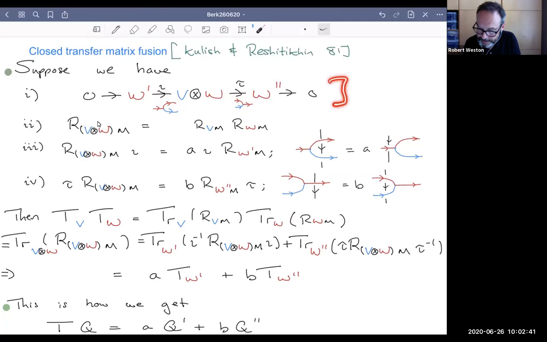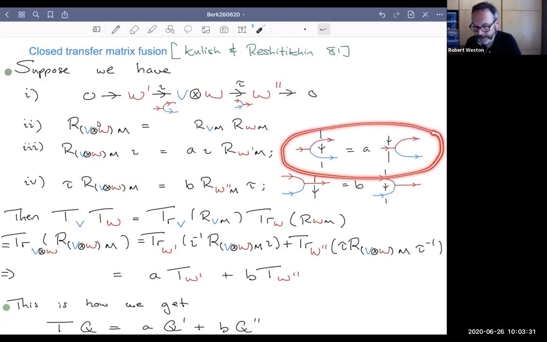Okay, so suppose we have a short exact sequence and we have the following structure: that the R matrix of V tensor W M is a composition of this. And as you know, this is going to follow from the properties of R matrices in quantum groups. But more importantly, suppose I have the following statements. M is just some new vector space. So this is a map from W prime to V tensor W, and this is a similar map, but in one case I do iota first, in the other case I do iota after. So it's a bit complicated, but as soon as you draw the diagrammatics, it's clear what's going on.